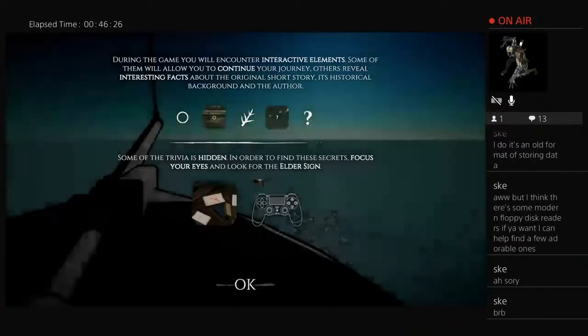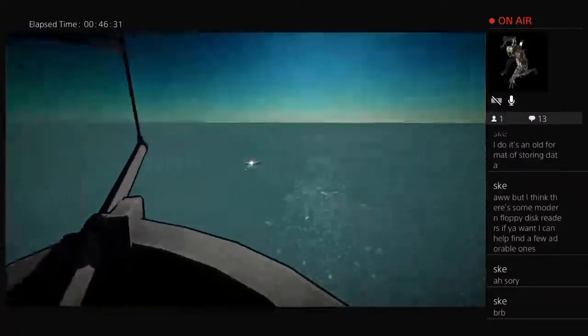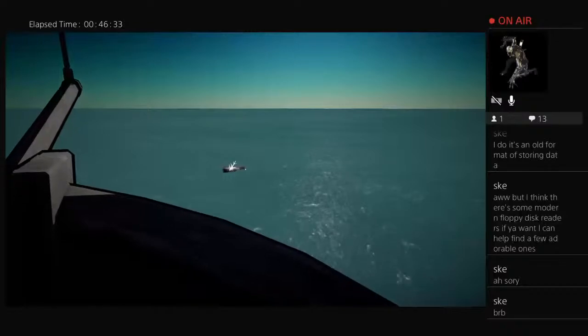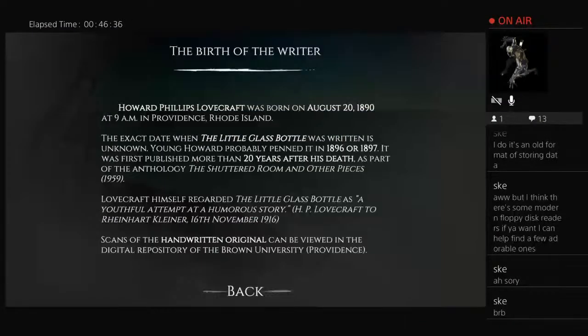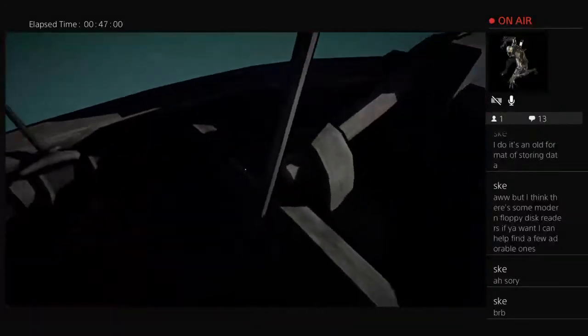Howard Phillips Lovecraft, born August 20th. Hey, he was born the same month I am. Nice. 1890 at 9 a.m. in Providence, Rhode Island. That's neat. I didn't know that.